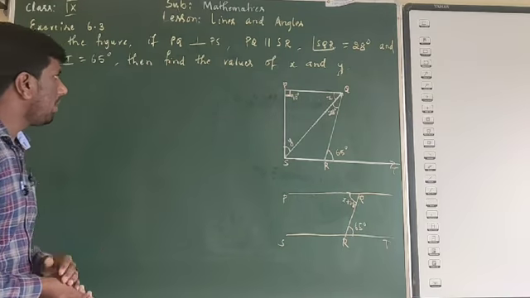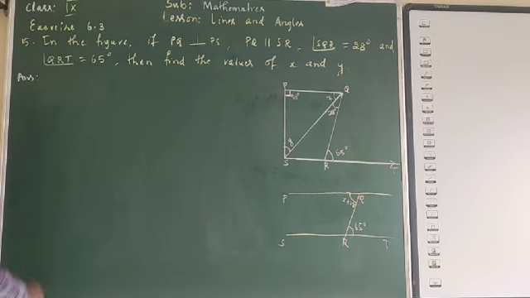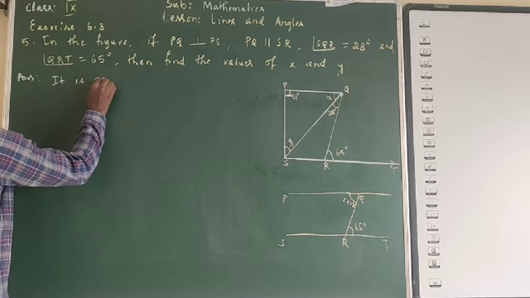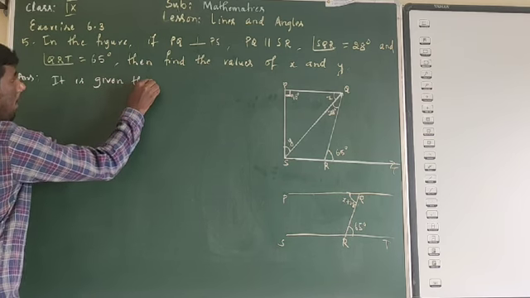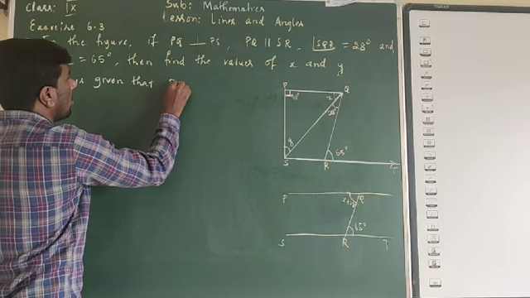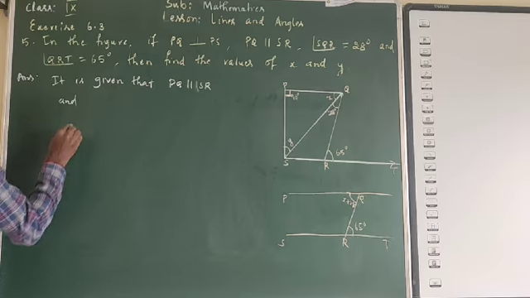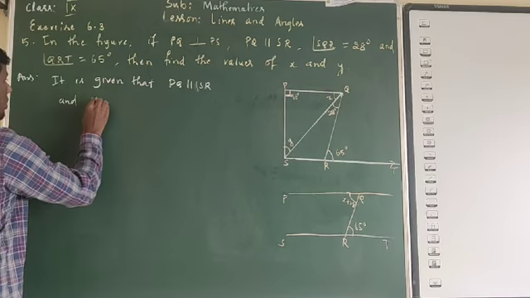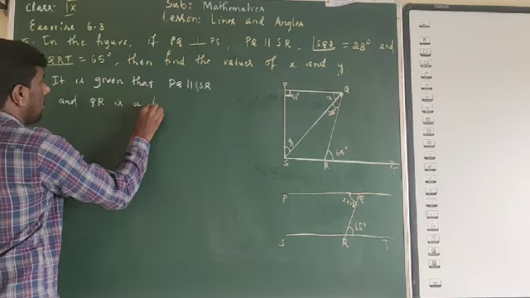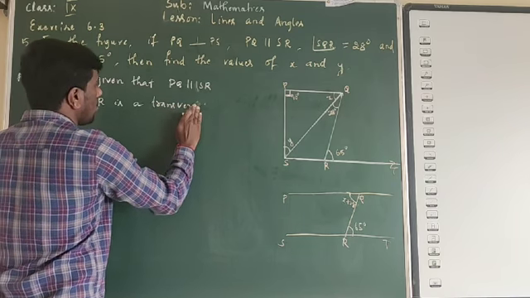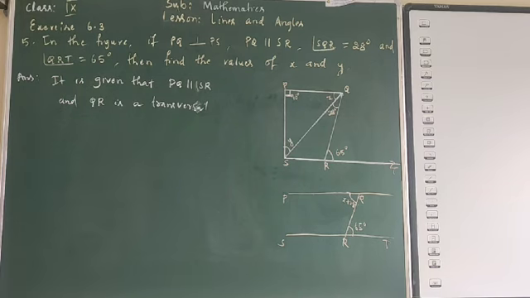So let me do that. Let me write now. It is given that PQ is parallel to SR and QR is a transversal. Okay. So therefore, I can write.